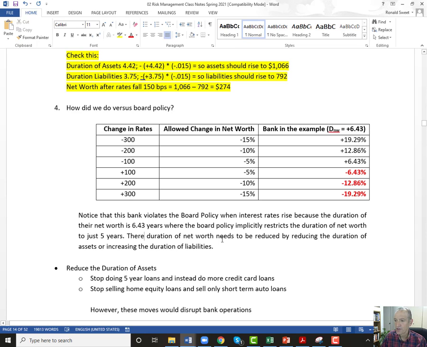They need to reduce the duration of net worth by either reducing the duration of assets or increasing the duration of liabilities. All right? So when duration of net worth is too high, you need to reduce the duration of assets or increase the duration of liabilities. The exact opposite is true if its duration of net worth is too low. If the duration of net worth was negative 7 years, then you'd want to increase the duration of assets or reduce the duration of liabilities. All right, so we're going to practice here where the duration of the net worth is too high.